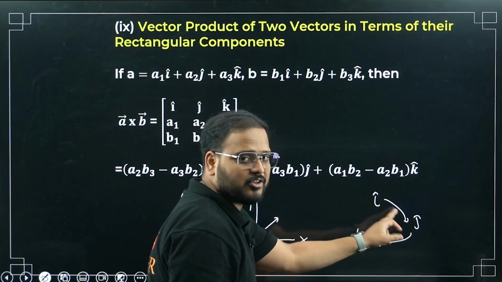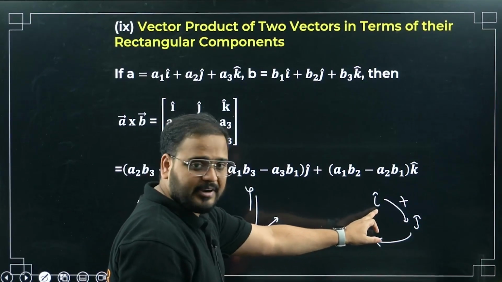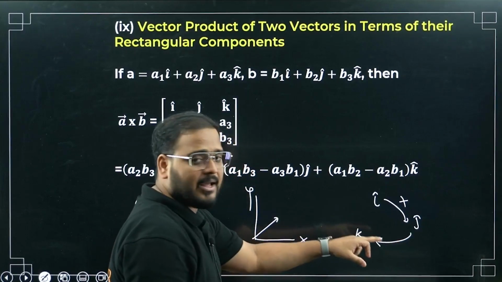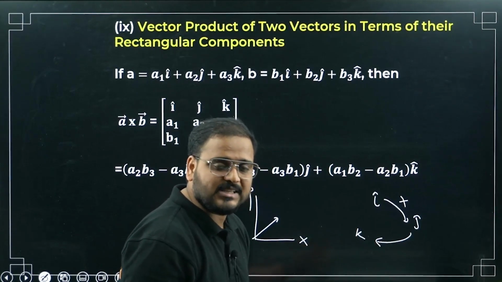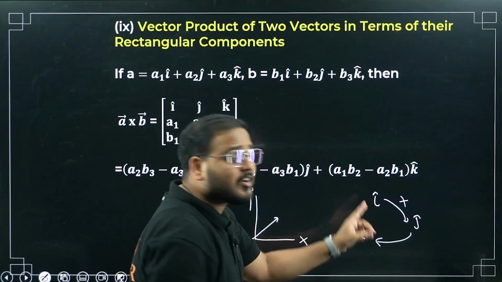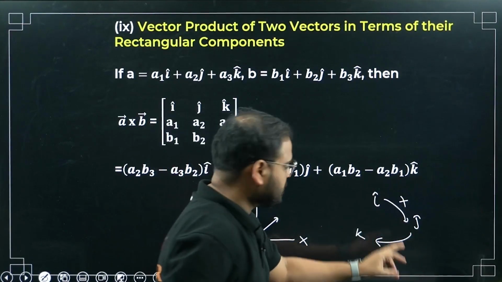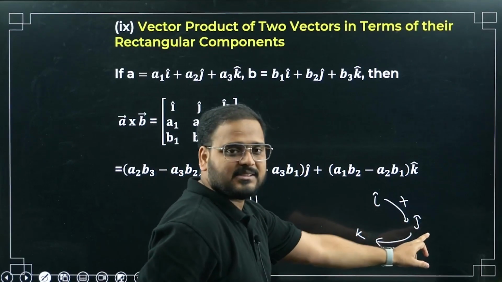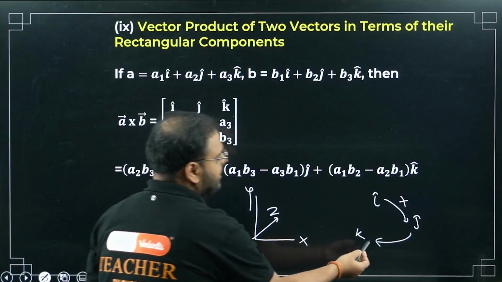i cross j means what? Please check. i means vector a, vector b is j cap. If you multiply, the resulting vector will be a vector perpendicular to both the vectors. That's the vector product definition. The resulting vector of a vector product is a vector perpendicular to both the vectors. This is x axis, y axis. Which axis is perpendicular to both the axes? So z axis. That's why k cap.